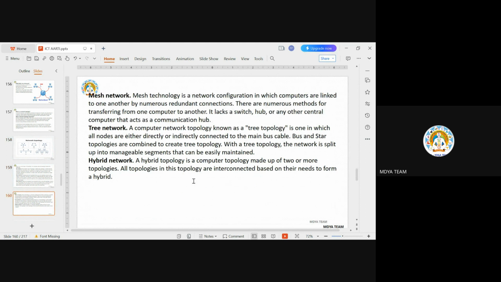Now, next is the hybrid topology. Hybrid network topology means there can be star topology, ring topology, bus topology, and mesh topology. So all network topologies can be together. That's why it is called hybrid network topology.